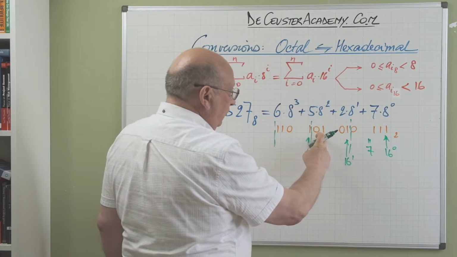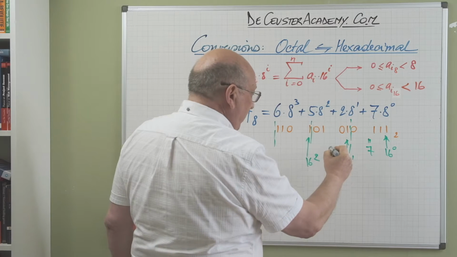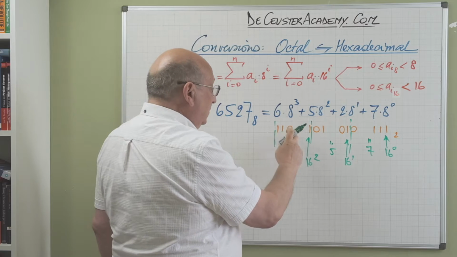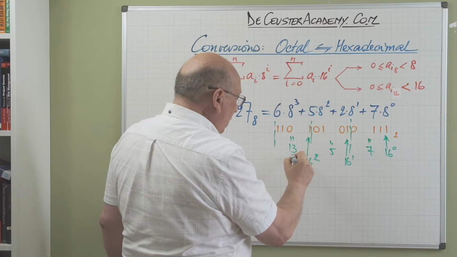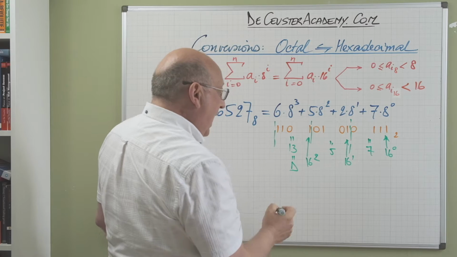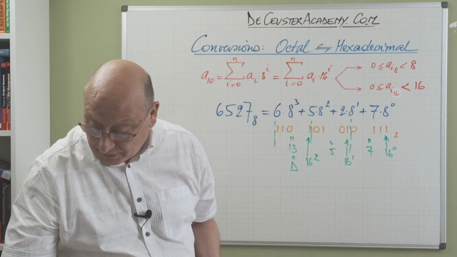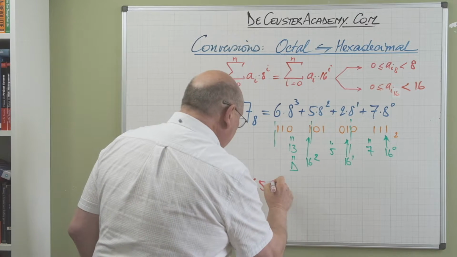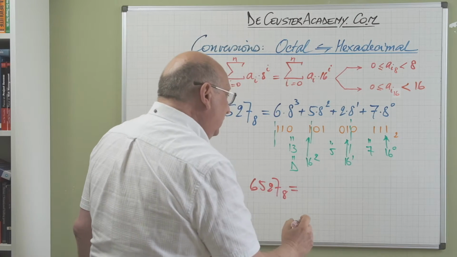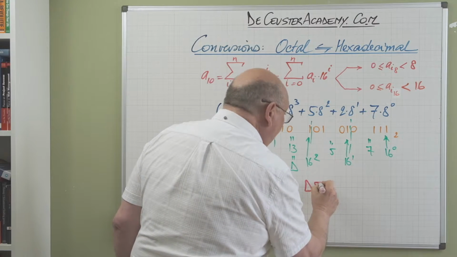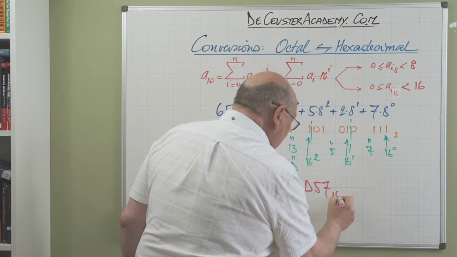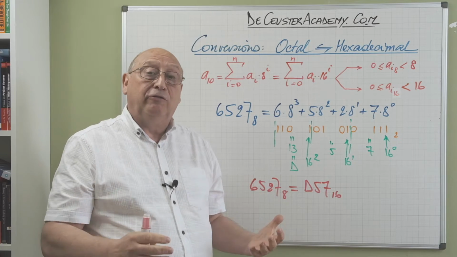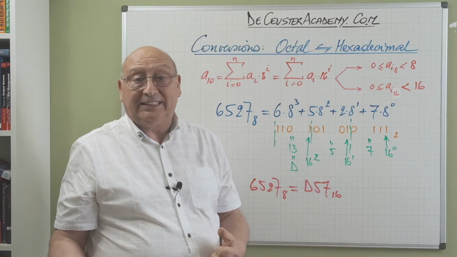Here we have 8, 4 plus 1. 4 plus 1 is 5. And here we have 8 plus 4 is 12 plus 1 is 13. So this is again D. And now we find that the result is that 6527 in octal is equal to D57 in hexadecimal. So those were the two examples of conversion from octal to hexadecimal.